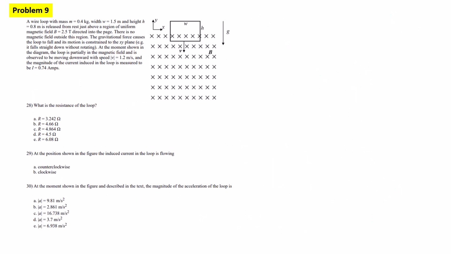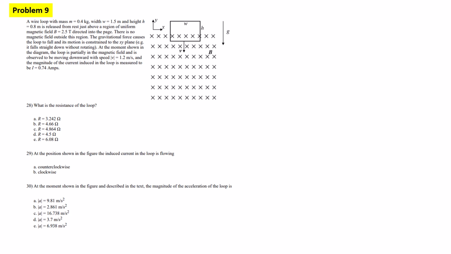We have a wire loop with a mass of 0.4 kg. The width of the loop is 1.5 meters and the height is 0.8. It's released from rest just above a region of uniform magnetic field of 2.5 Tesla directed into the page. There is no magnetic field outside of this region. The gravitational force causes the loop to fall, and its motion is constrained to the XY plane.